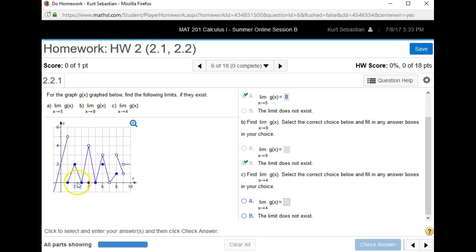So as x approaches 4 from the left, the function looks like it's approaching y equals 4. It looks like it's getting closer and closer to 4. As x approaches 4 from the right side of 4, the function still looks like it's getting closer and closer to 4. Okay, so the limit as x approaches 4 is this value of y equals 4. We don't care exactly what the function is at x equals 4, only what it looks like it's approaching on both sides. So the limit here is 4.